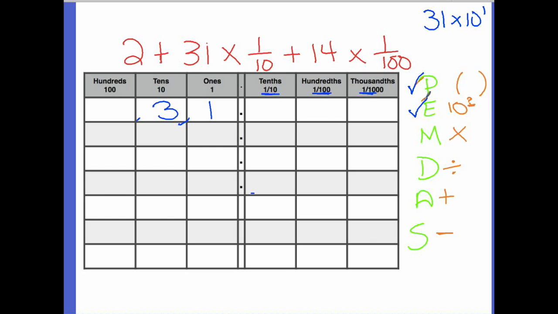Pay attention. What am I going to do? You guys just told me a minute ago. I'm going to move the number to the right. How many places? How many zeros do I have? I have one zero, so I'm going one place to the right. So this number would become 3 1/10.